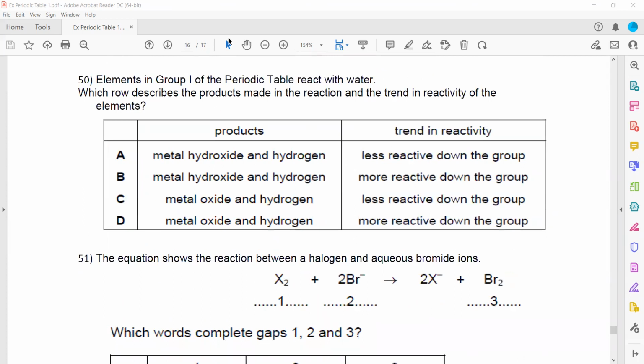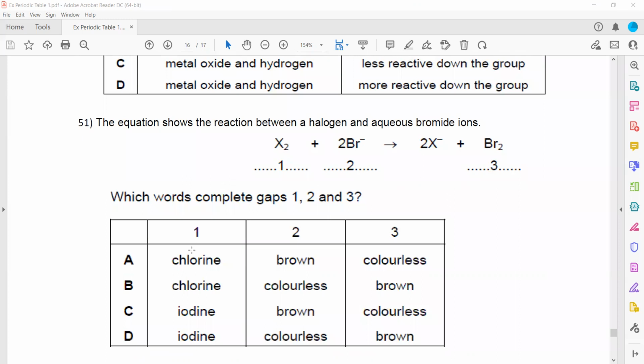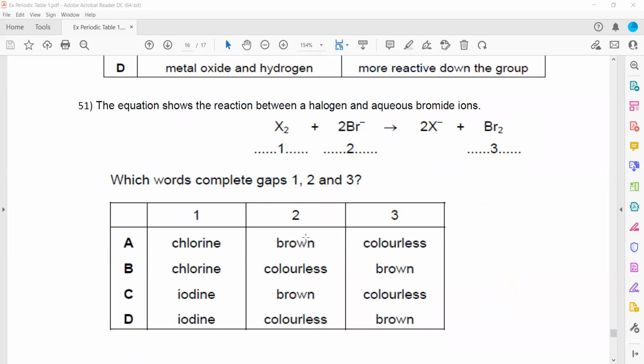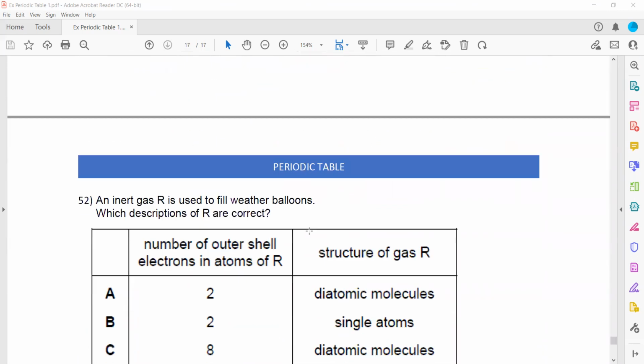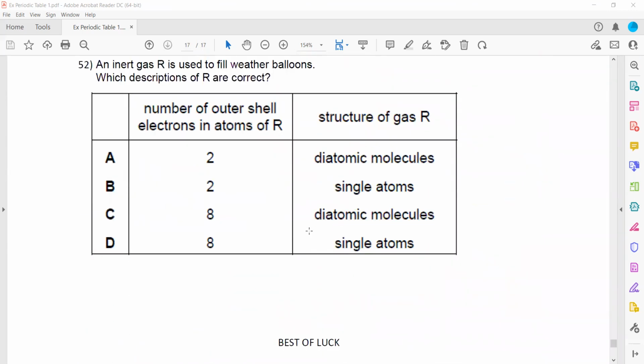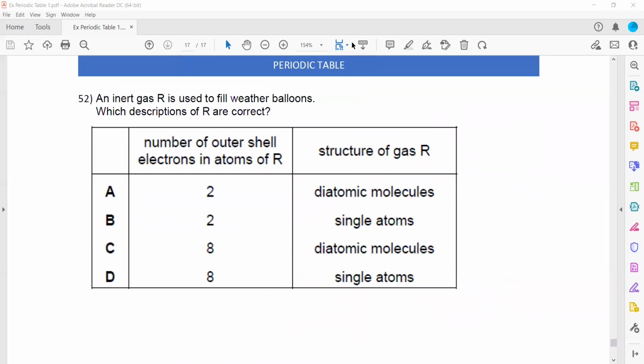Then question 50, elements in group 1 when they react, it's a repeated question. They form metal hydroxide and hydrogen, and as we go down the reactivity increases. 51 also is a repeated one: chlorine reacted with bromide ion to give a bromine molecule, so colorless and brown in color. And 52, which is also the last question and again a repeat, helium gas is used, which has 2 electrons in the outermost shell and exists as a single atom.